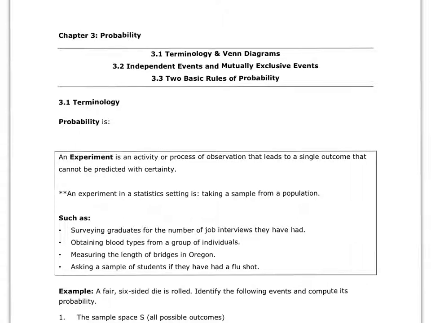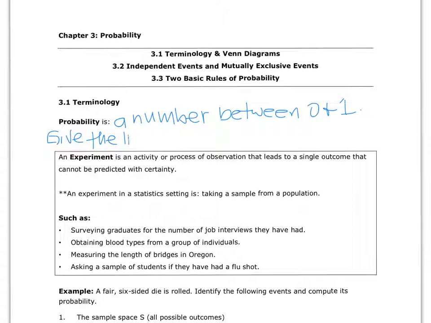And probability is always going to be a number, either a fraction, a decimal, or a percentage between or including 0 and 1. So that's inclusive. And it is going to give the likelihood or chance an event will occur.